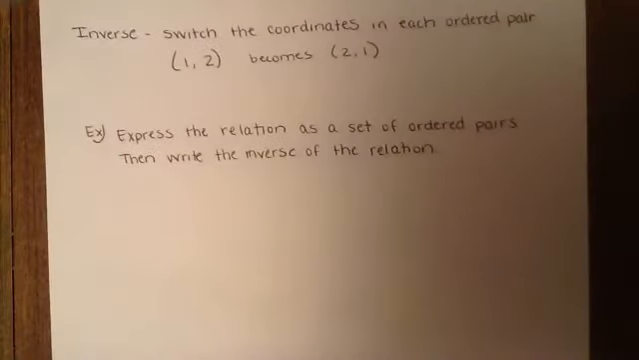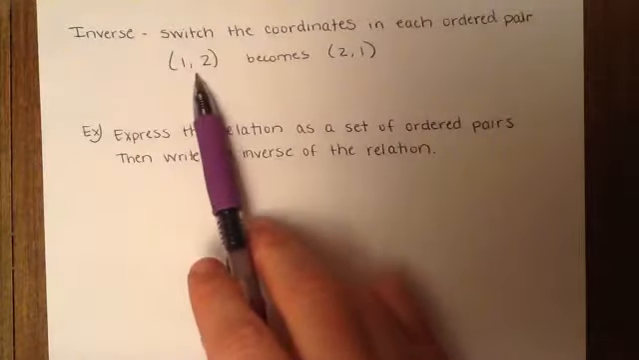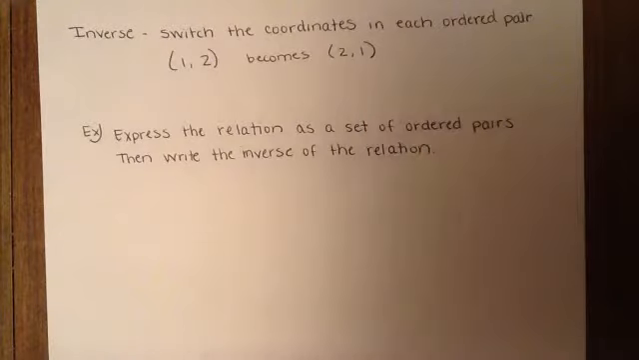The last thing we need to talk about are inverses. Inverses just mean switch the coordinates in the ordered pair. So if I have the point 1, 2, switch it and make it 2, 1. Okay? So express the relation as a set of ordered pairs. Then write the inverse.